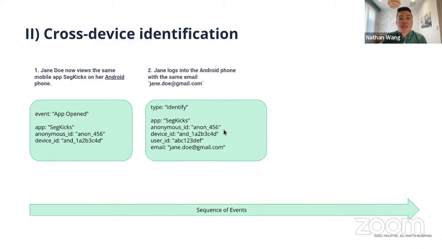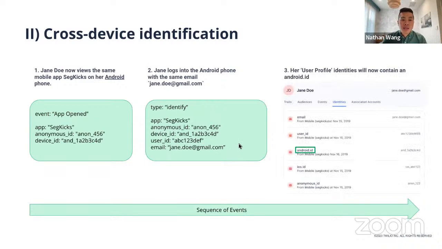Jane subsequently logs on to the Android phone with the same email of janedoe@gmail. This is captured here. And because of this common email and user ID, we're now able to successfully associate an Android ID with her user profile's identities. And this is all done through Segment.